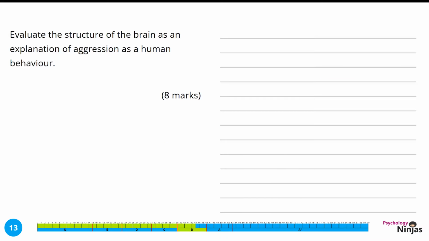Evaluate the structure of the brain as an explanation of aggression as a human behaviour. 8 marks. Here we have the command word evaluate, which is slightly sneaky for Edexcel Psychology. With all 8 markers, there's an even split of marks, and we get 4 marks for our knowledge and understanding. This is our knowledge and understanding of different regions of the brain. The remaining 4 marks are evaluation marks, strengths and weaknesses of this as an explanation of aggression specifically. We're going to start our response with our explanation.